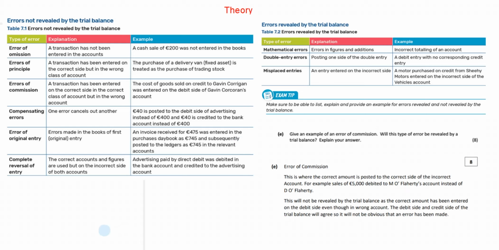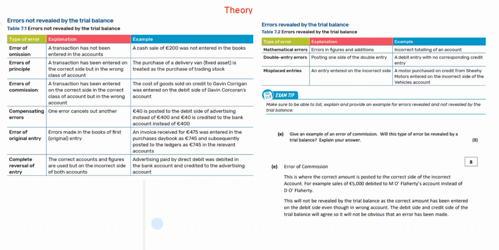And this is what they have. Error of commission, this is where the correct amount is posted to the correct side of the incorrect account. For example, sales of 5,000 debited to M. O'Flaherty's account instead of D. O'Flaherty's account. So it's just similar names but not right. This will not be revealed by the trial balance as the correct amount has been entered on the debit side, even though on the wrong account. The debit side and the credit side of the trial balance will agree, so it will not be obvious that an error has been made.